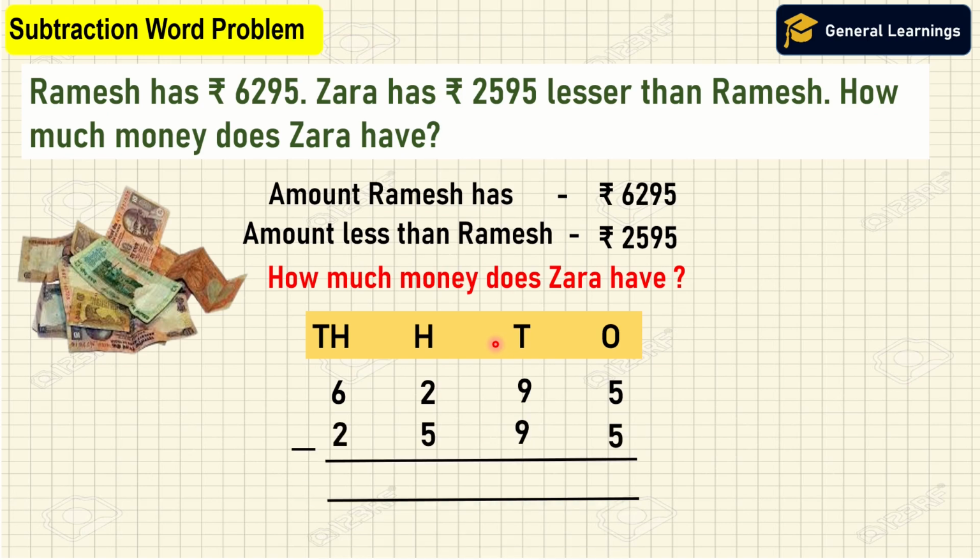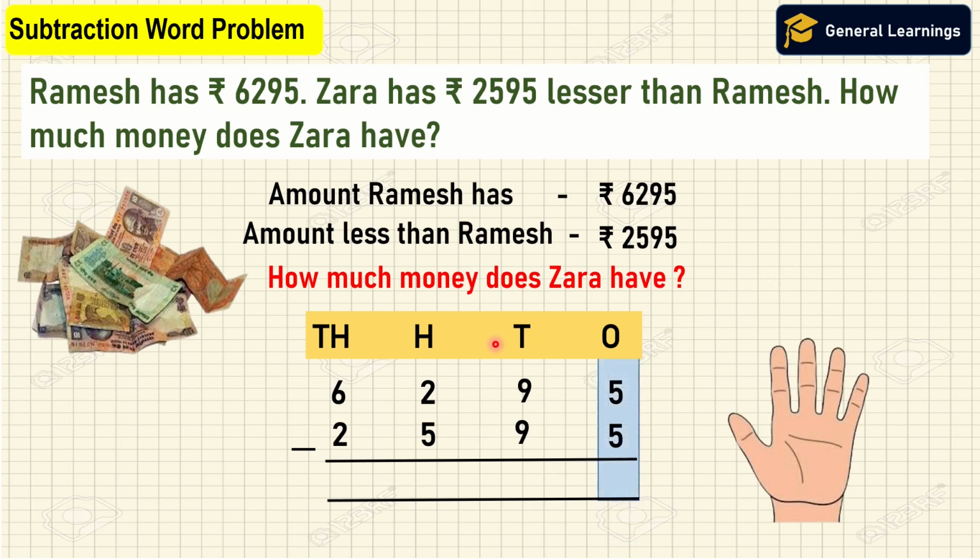Now we are going to subtract the digits in the ones column, which is 5 minus 5. So what will come? 5 minus 5 is always, obviously, 0. Next we are going to subtract the digit in the tens column, which is 9 minus 9, which is also 0.